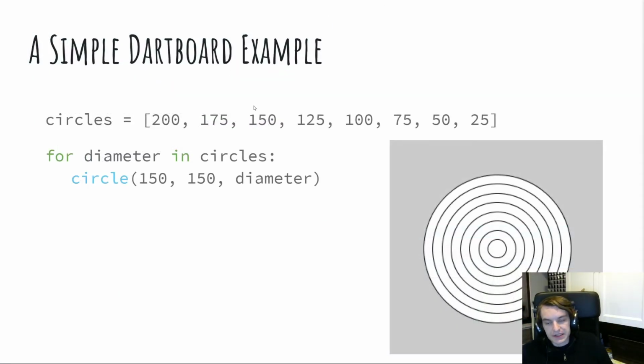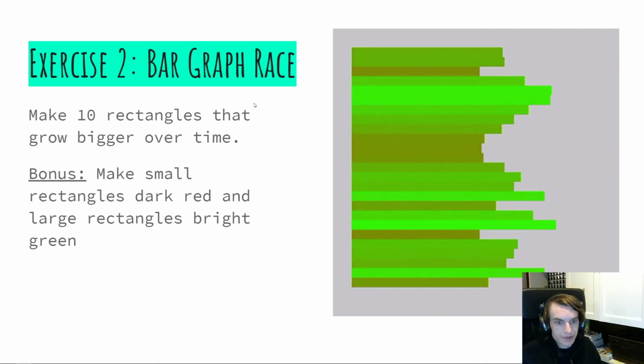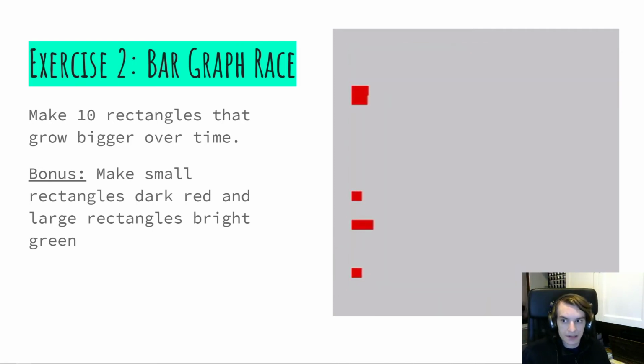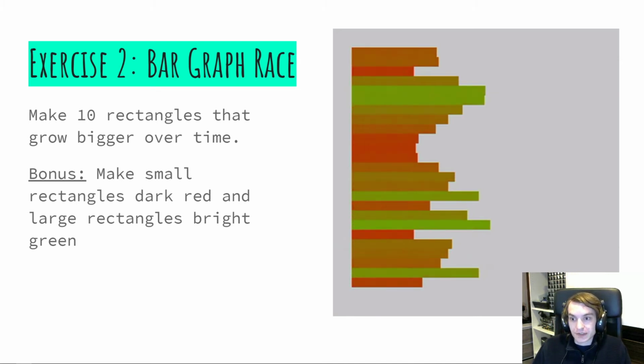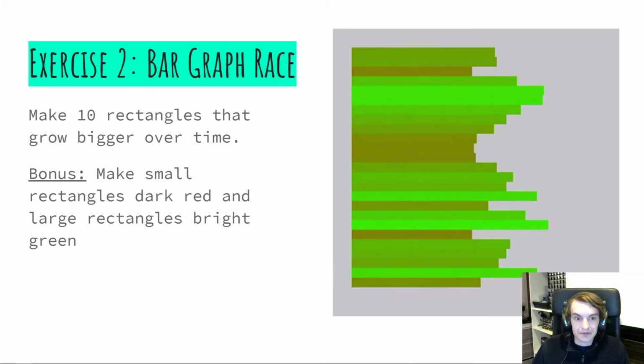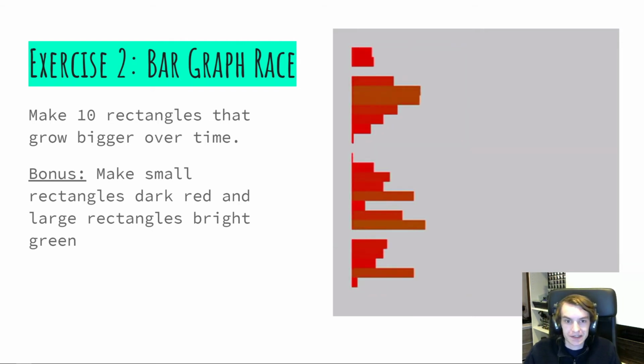So that's a very simple example of the sort of stuff you can do drawing using lists. But we would like you to work on this exercise here. So this is a bar graph race. We would like you to make 10 rectangles that grow bigger over time. If you can manage it, making them change colors would also be very interesting to see.